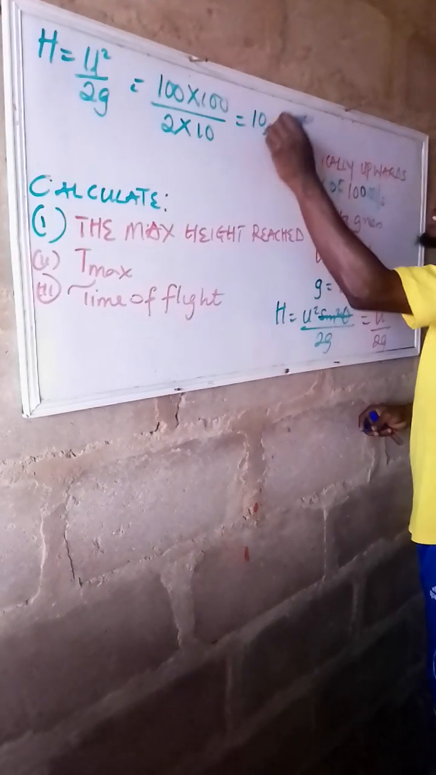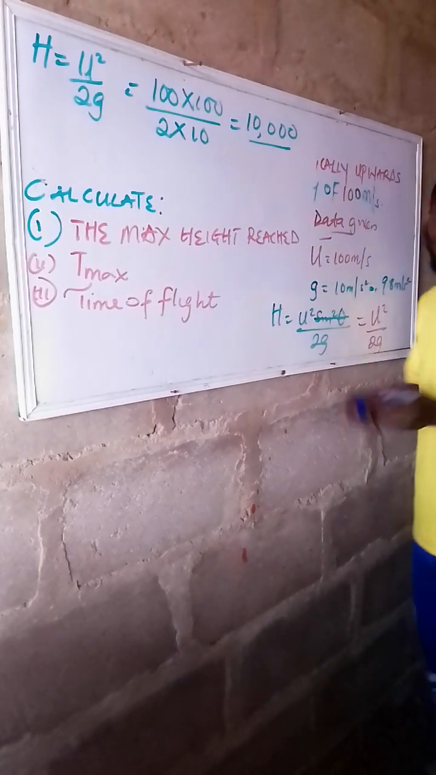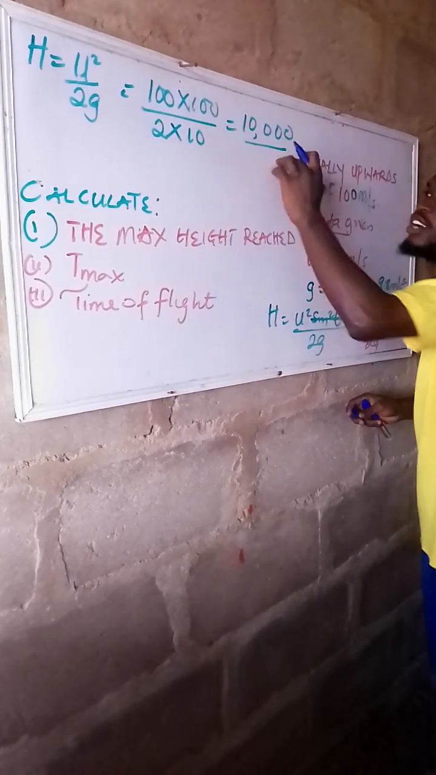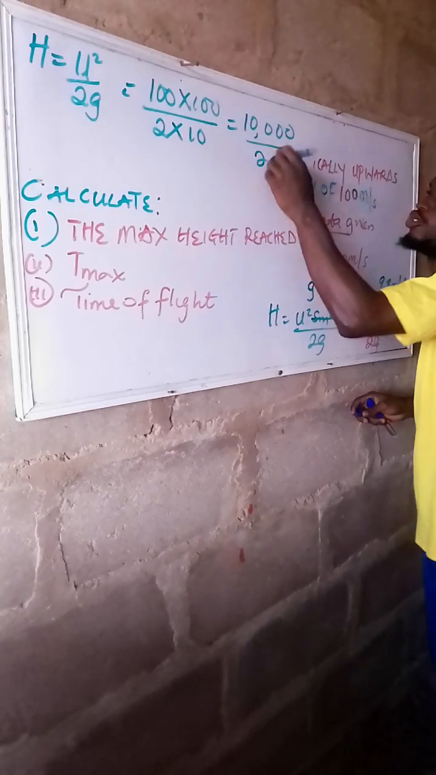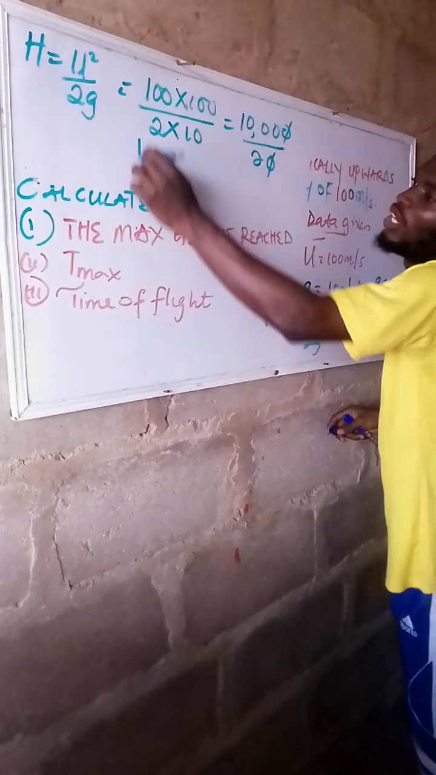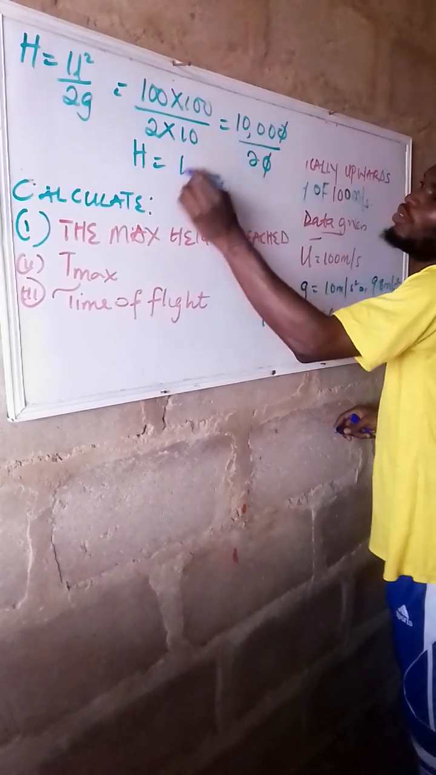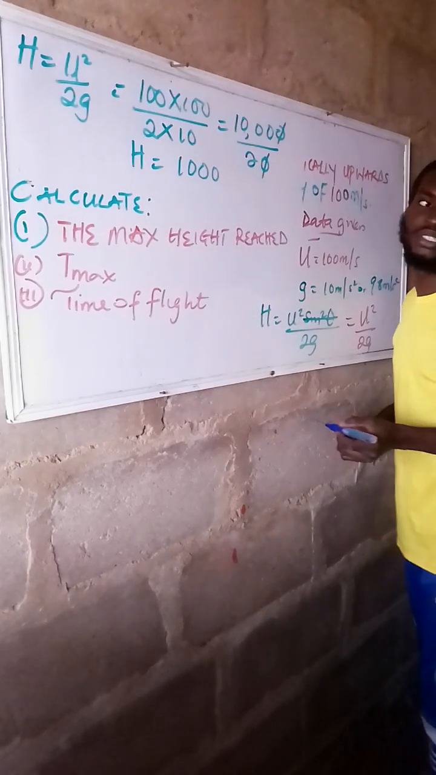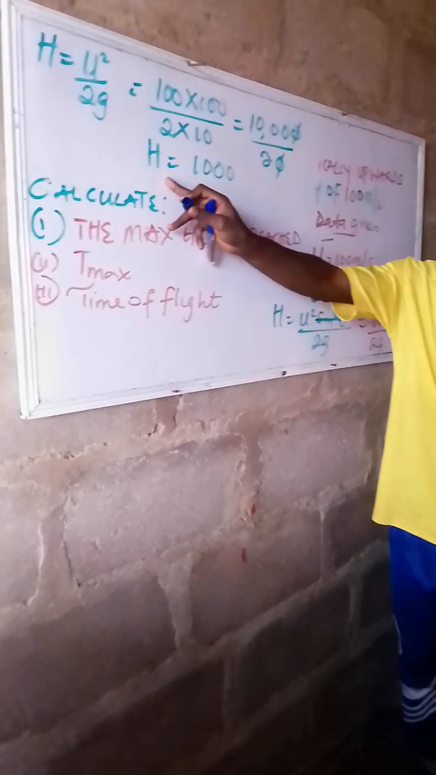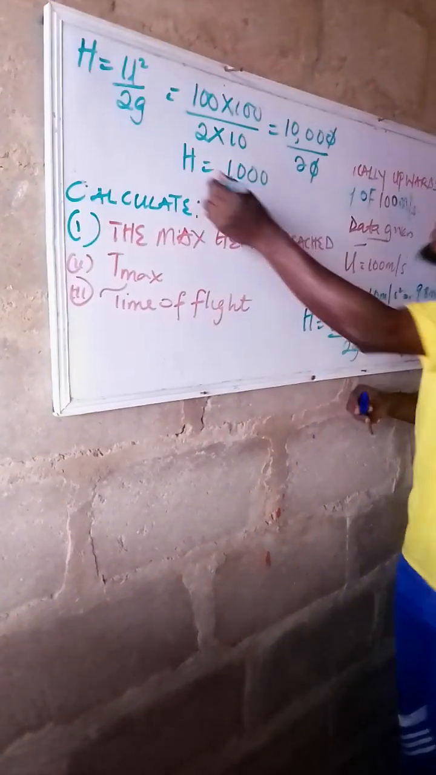10,000. 100 times 100 gives us 10,000. Divided by, please present your calculator correctly, 2 times 10, which is 20, isn't it? Now, this settles this. What are we left with? We are left with h equals to what? How many zeros? 1, 2, 3. We are left with 1,000, isn't it? Then what will be our SI unit? I told you that anything height is the same thing as, what will be the SI unit? Which is T max.